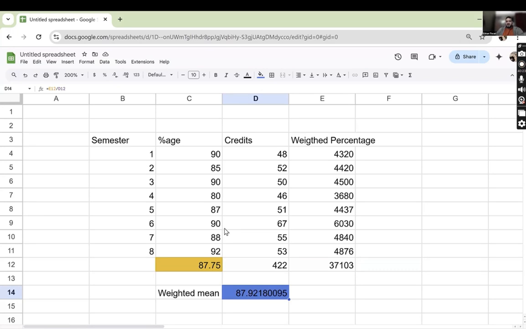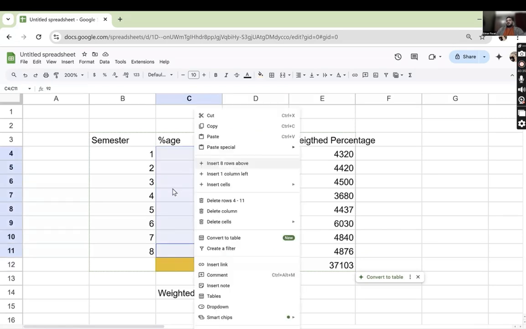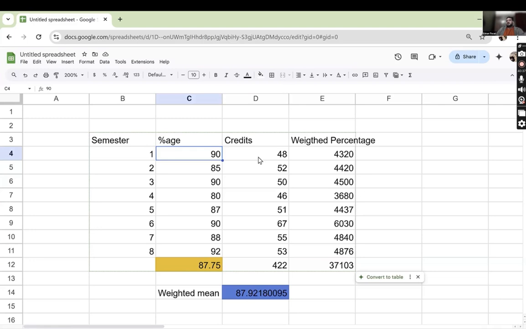Can you all see this? Understand the difference? Earlier we were assuming that every subject had the same weight. So we did the summation of all the percentages and divided by the total number, which is 8. Here we first multiplied each percentage with its credit to calculate the combined value, and then that combined value was divided by the total credits. This is what we call weighted average.